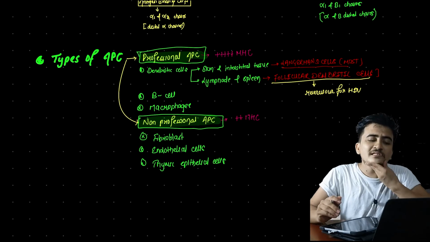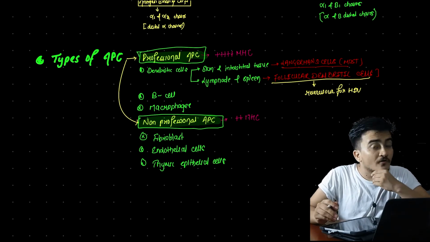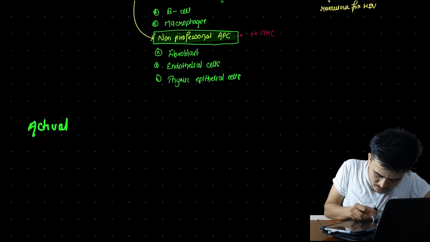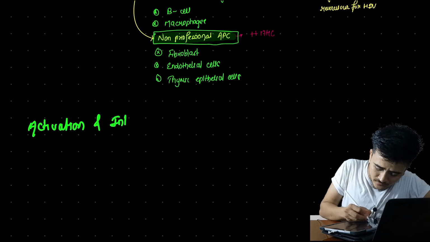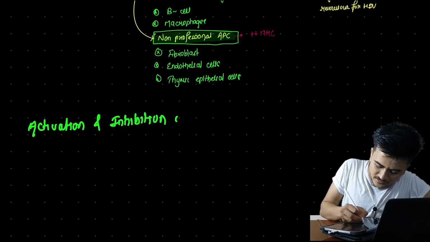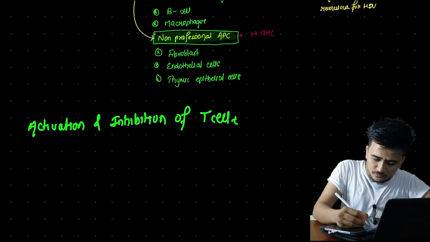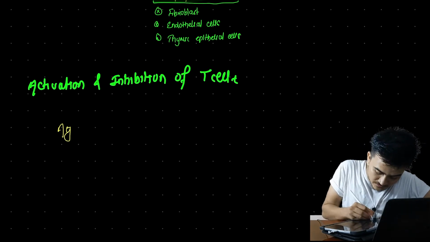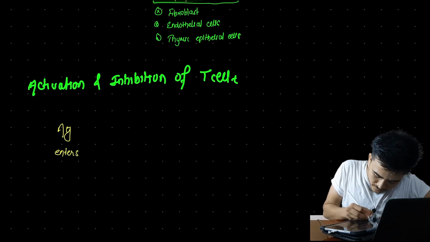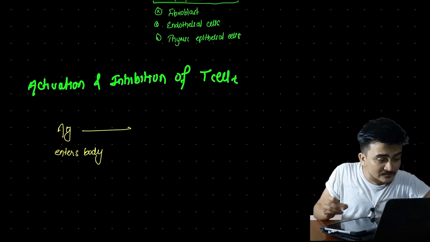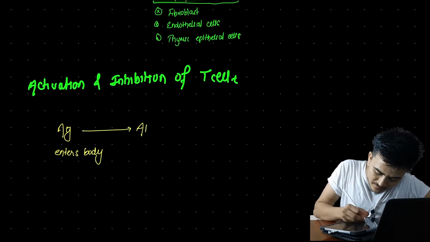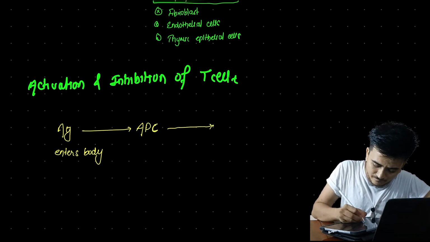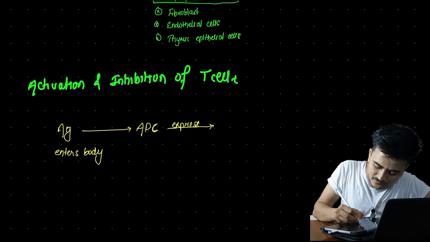Okay, now simply let's talk about the activation and inhibition of T cells. Talking about the activation and inhibition of T cells, there is what? Antigen, and this antigen enters the body. And when this antigen enters the body, it is presented by what? APCs. And these APCs express these antigens on their surface.